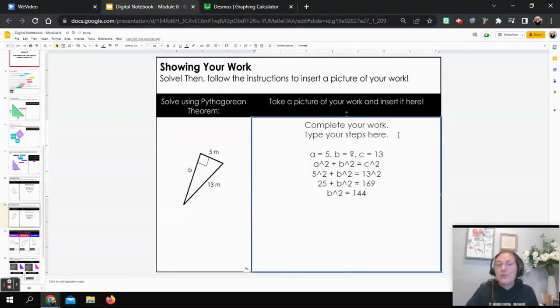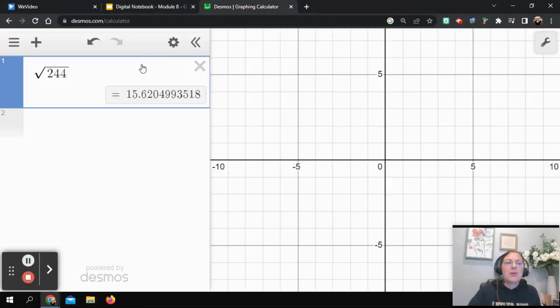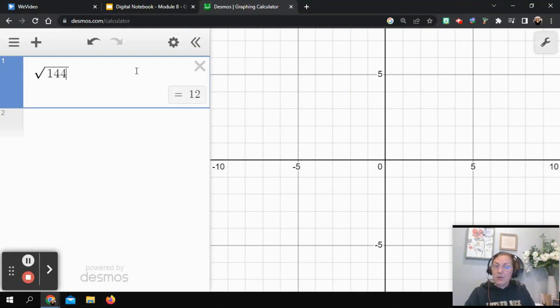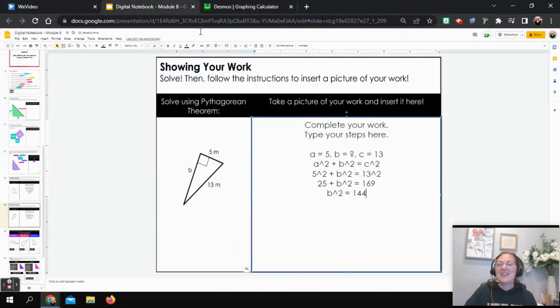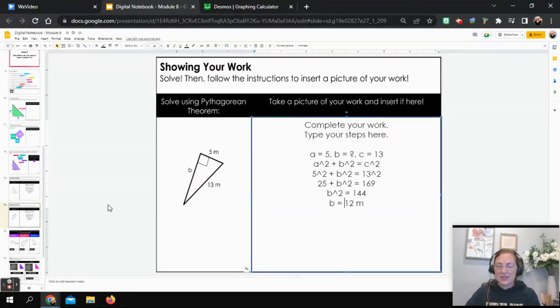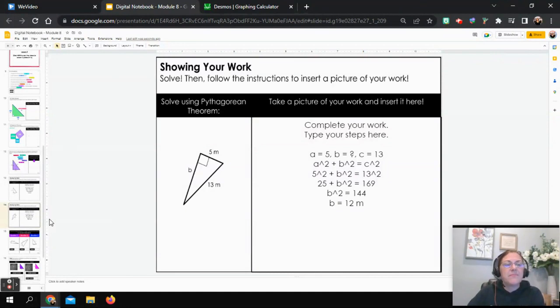Now, when I take the square root of 144, again with my Desmos graphing calculator, I'm just going to type that SQRT. I'm going to put in my 144, and you see that I get 12. So that tells me that my leg is 12. And we can be a little bit more specific by putting the meters there. Since 5 had 5 meters and 13 was 13 meters, we know that 12 also is going to be 12 meters. So that's an example of how to find a hypotenuse. We did that first, and then a leg.